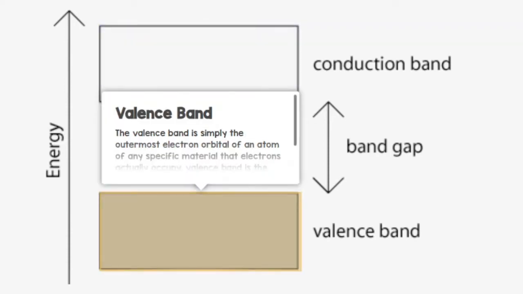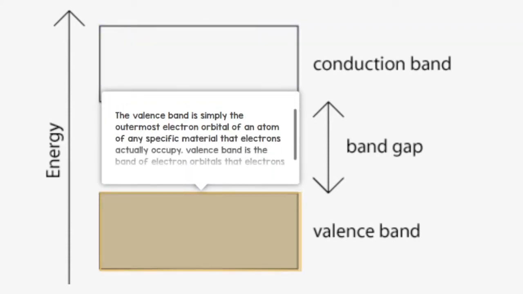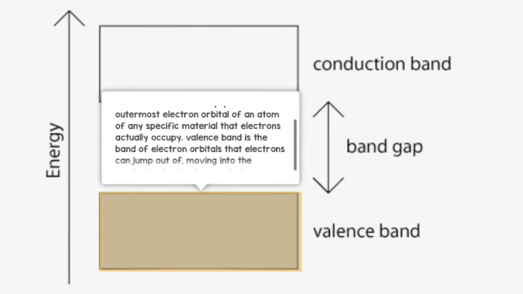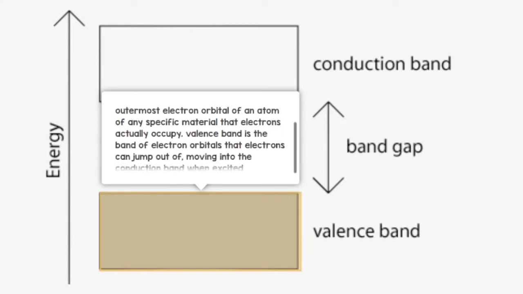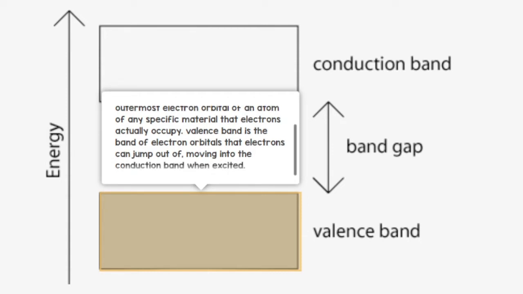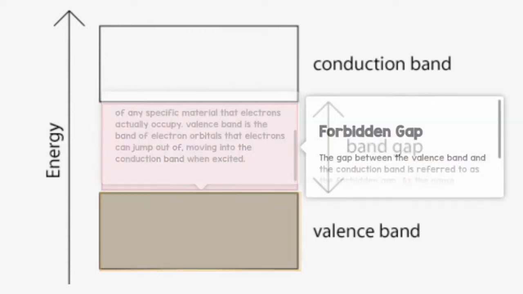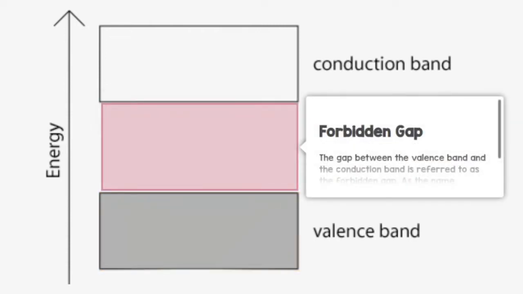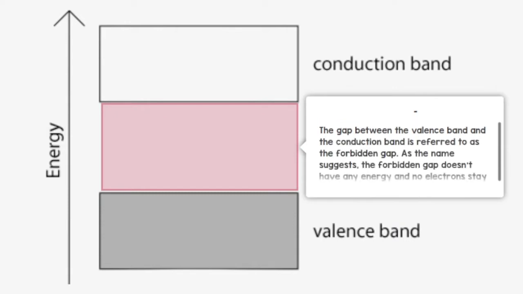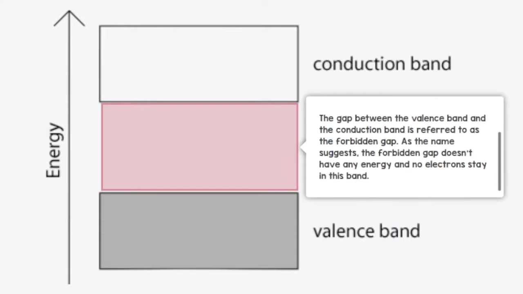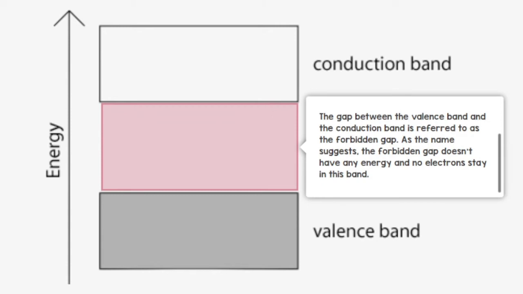What is valence band? The valence band is simply the outermost electron orbital of an atom of any specific material that electrons actually occupy. Valence band is the band of electron orbitals that electrons can jump out of, moving into the conduction band when excited. What is forbidden energy gap? The gap between the valence band and the conduction band is referred to as the forbidden gap. As the name suggests, the forbidden gap doesn't have any energy and no electrons stay in this band.